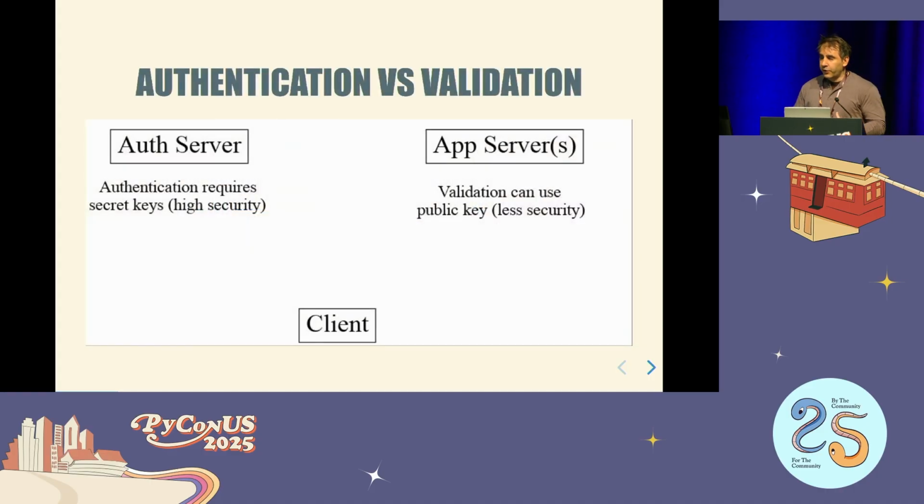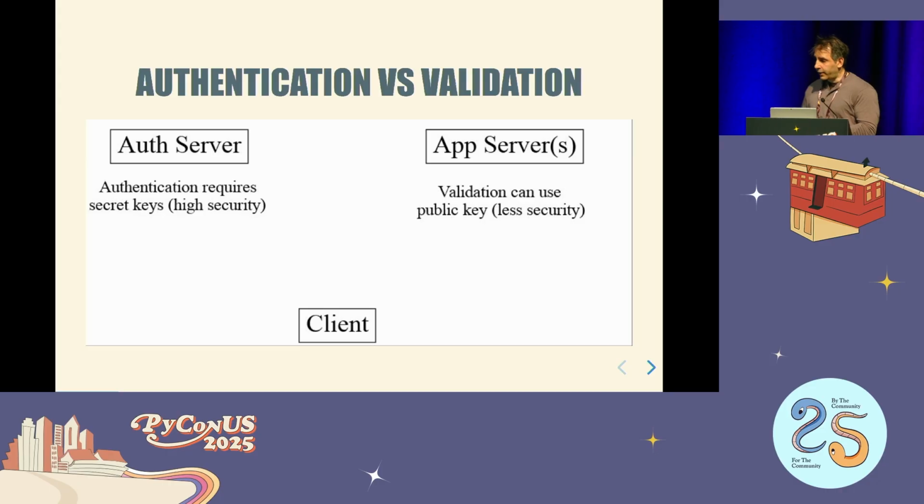With a JWT, you can separate the concept of authentication from validation. You can have an authentication server, which requires high security. It's the thing that has the secret keys. It's probably a big, beefy server that can do a lot of processing. Probably you only have one, maybe a couple of them, and you have to keep them in sync. But you separate out the complexity of managing the security into this one authentication server, or maybe a few. And then your application servers are much easier to manage.